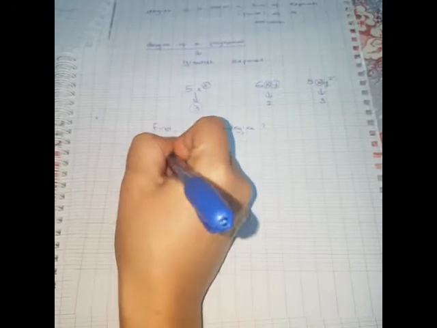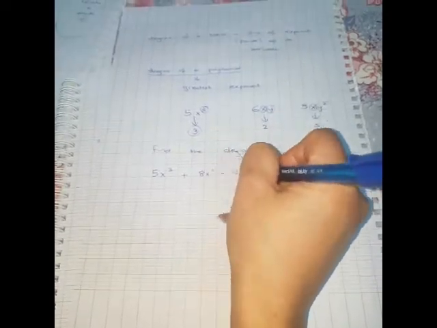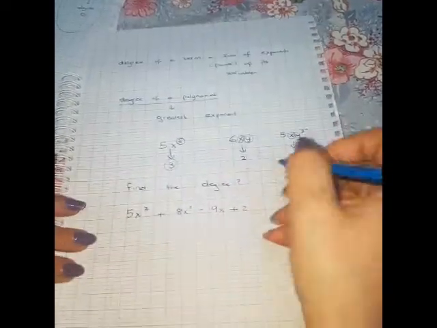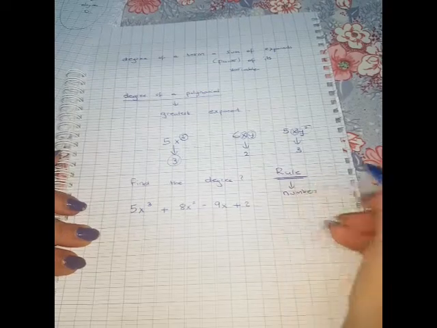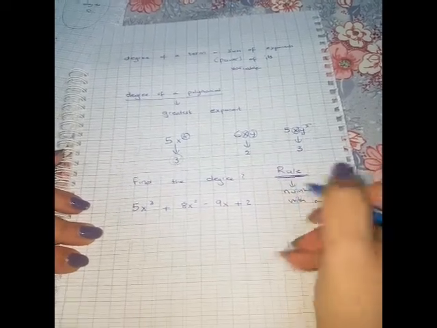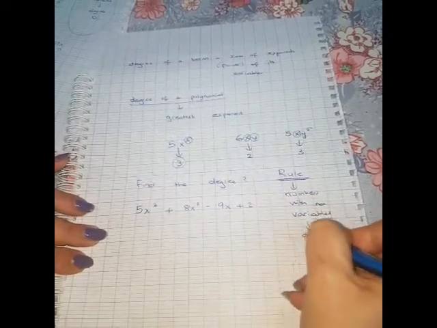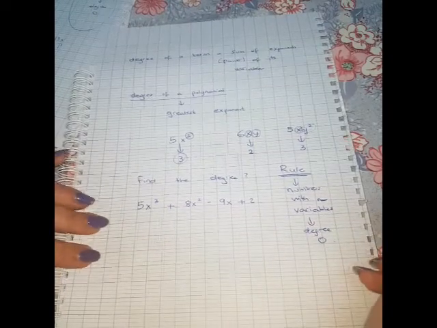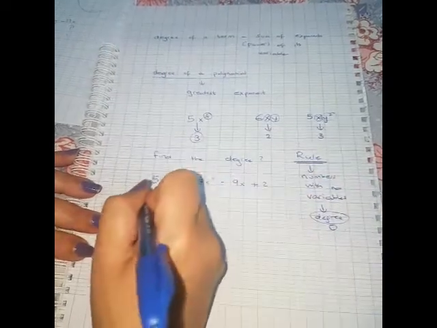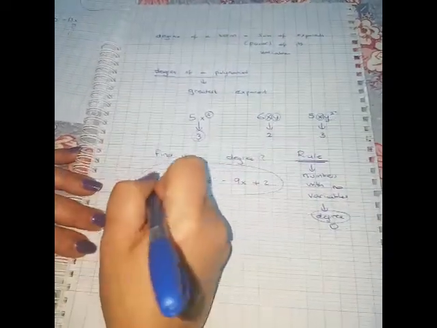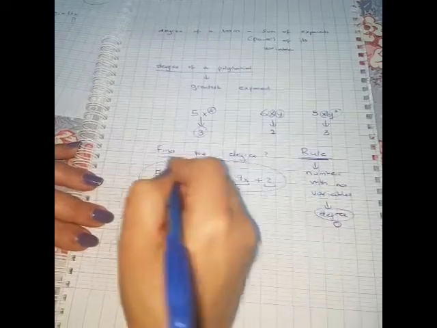If I have 5x to the third plus 8x to the second minus 9x plus 2, there is a rule here that says numbers with no variables have a degree of 0. So usually when I'm looking for the degree, I'm looking for the variables only. So if we look at this polynomial, it has 1, 2, 3, 4 terms. I need to find the degree of it.